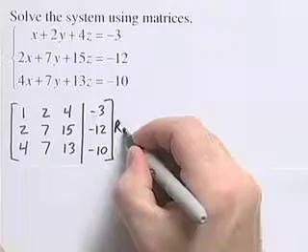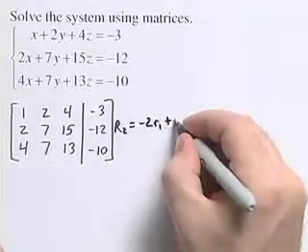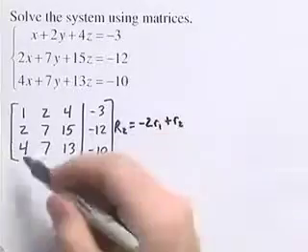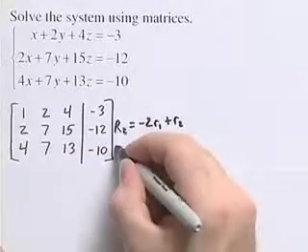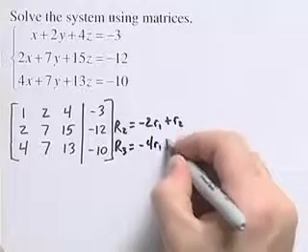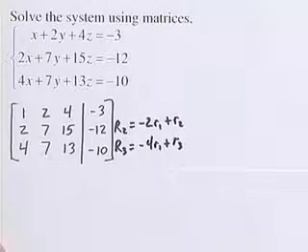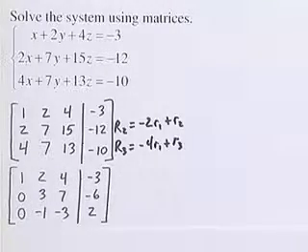Our new row 2 will equal negative 2 times row 1 plus row 2. And we can change row 3 at the same time. Our new row 3 will equal negative 4 times row 1 plus row 3. If we perform those operations, we'll get the following matrix.